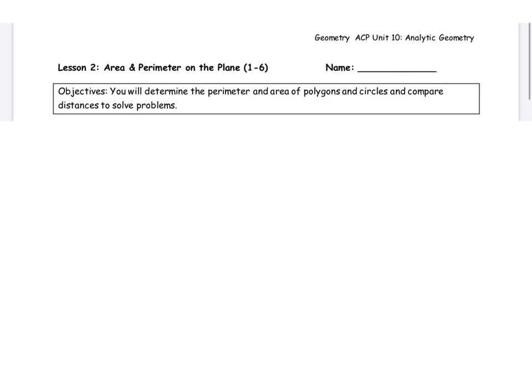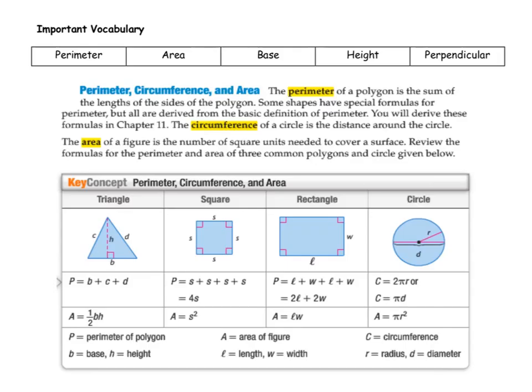So welcome to lesson 3 of analytic geometry in our series of 6 lessons about how to perform geometric calculations on the coordinate plane. Today we're going to focus on how to find area and perimeter of two-dimensional figures on the plane, such as triangles, rectangles, and other quadrilaterals.